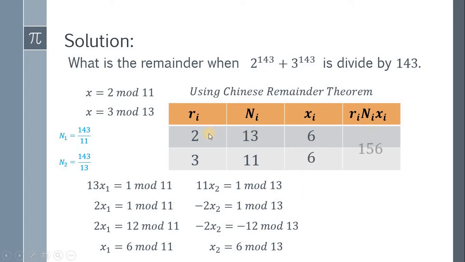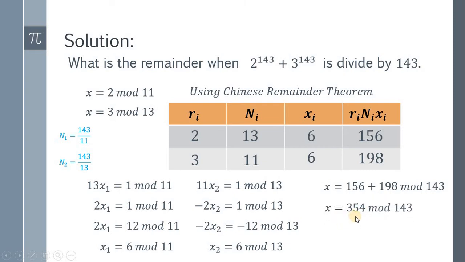Next, we need to find the product. 2 times 13 times 6 is 156. And 3 times 11 times 6 is 198. So therefore, we have x is equal to 156 plus 198 mod 143. Simplify, we have x is equal to 354 mod 143. Now, simplify, we have x is equal to 68 mod 143. Therefore, the remainder when 2 raised to 143 plus 3 raised to 143 is divided by 143 is 68. And we're done.